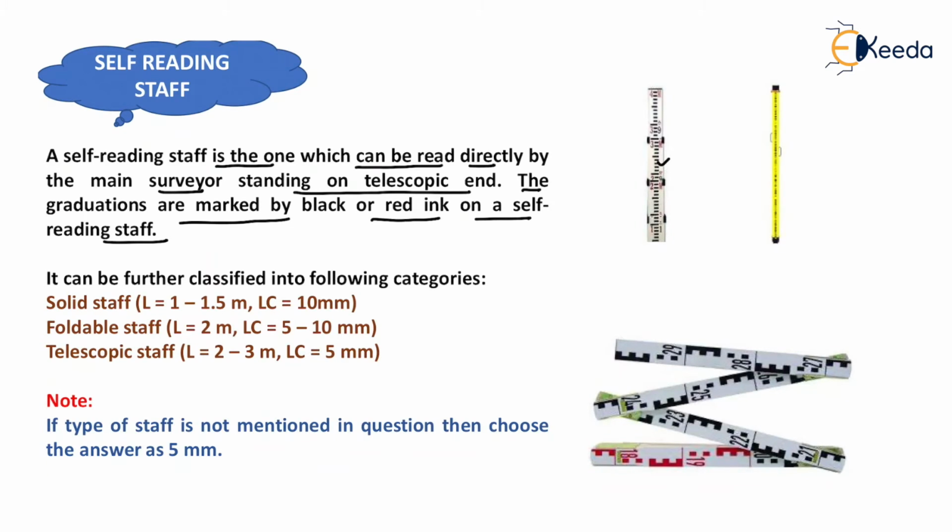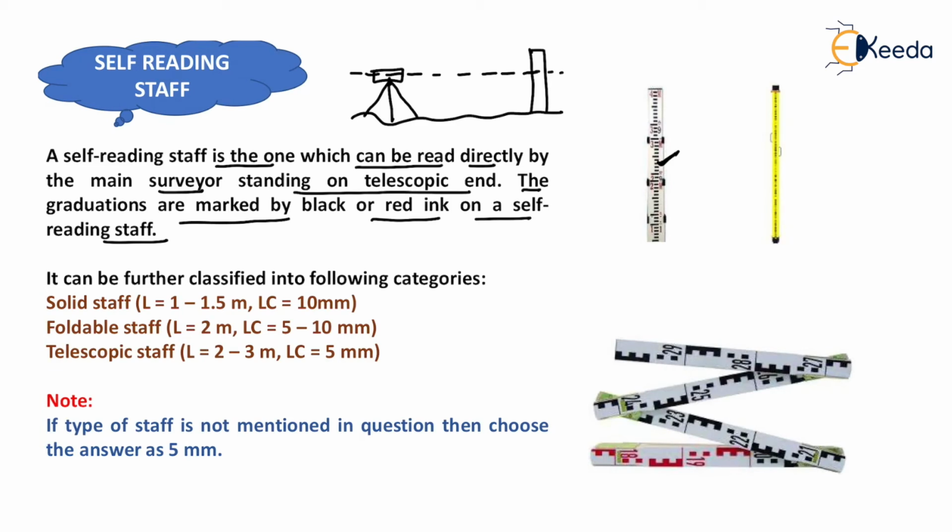Self-reading staff is just like this. Now in this, a surveyor who stands near the level will directly read the reading from the self-reading staff, because readings are already graduated in this staff, so it is possible to take the reading directly by standing near the level only. Now it can be further classified into the following categories.